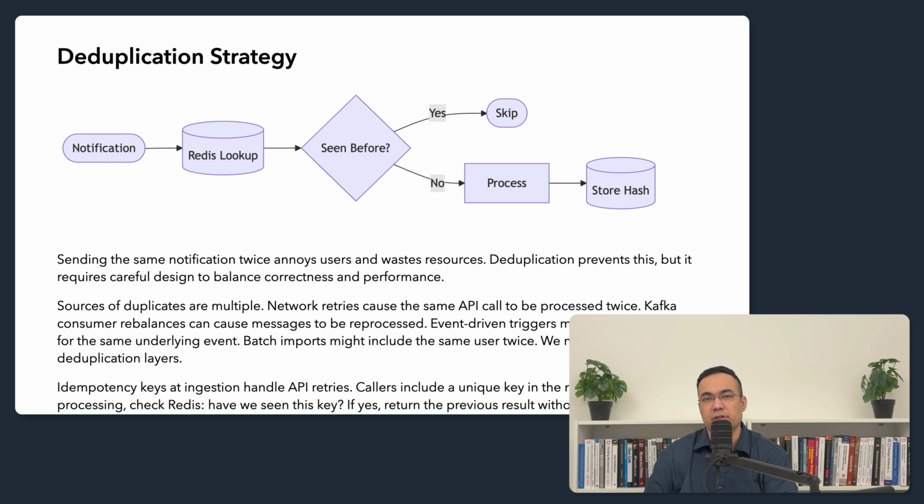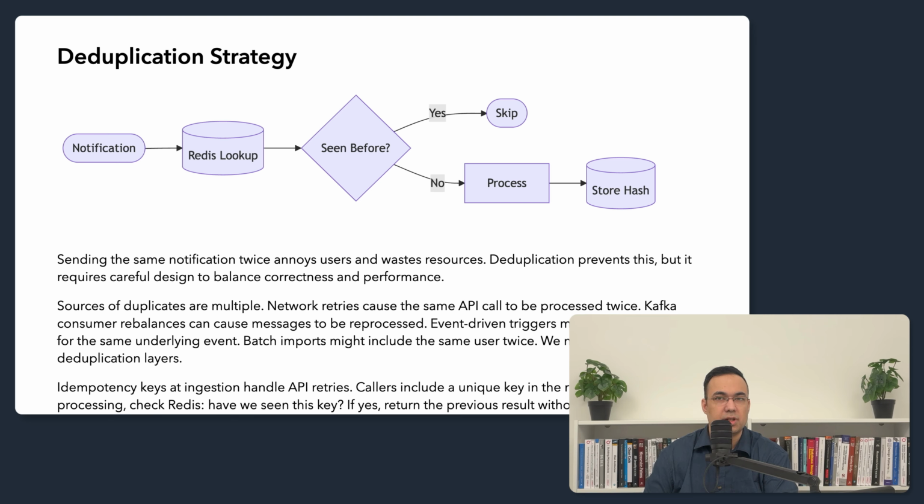Deduplication windows vary by use case. Authentication codes might deduplicate within 30 seconds since users might click resend rapidly. Order confirmations might deduplicate within 1 hour since the order service might retry several times. Marketing campaigns might deduplicate within 24 hours to prevent multiple sends from overlapping campaigns. Configure the windows per notification category based on your business logic.